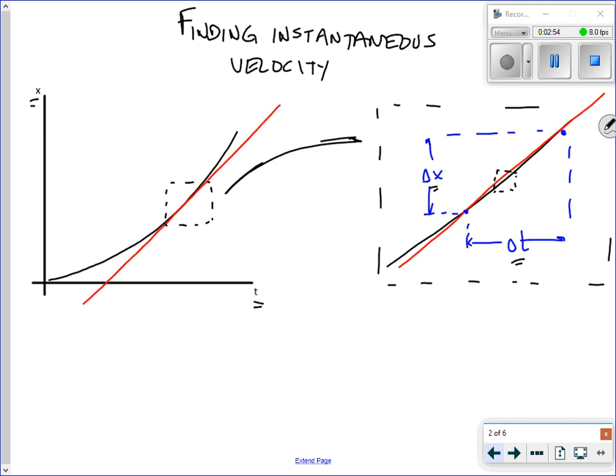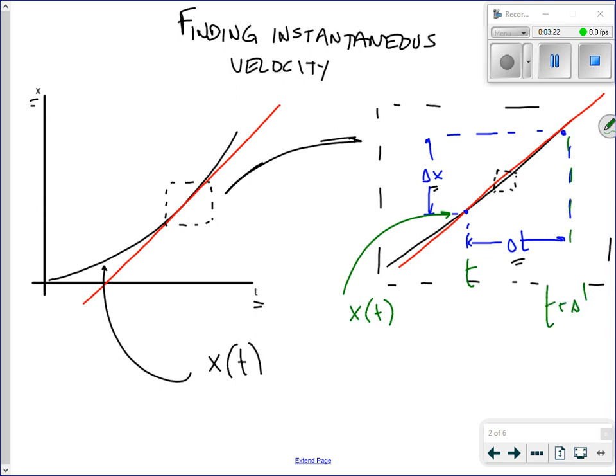Right? And if we say back here that this curve is x as a function of time, well, it means that this value, if this is what we call time t, is the value of the function at time t. And then we would say that this time is t plus delta t, and this value of x is x at that time t plus delta t.